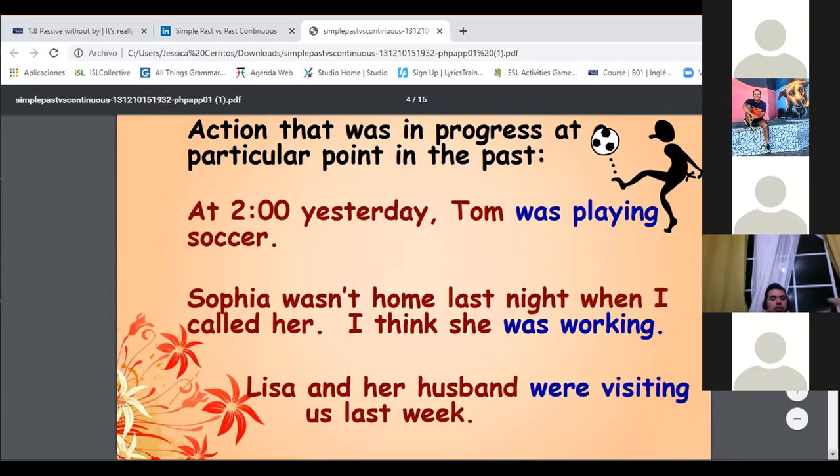All right. So if you notice what we have in blue, thank you, Jennifer. We have was playing, was working, were visiting. That is the past continuous, okay? We need the verb be plus the ing of the verbs, okay?